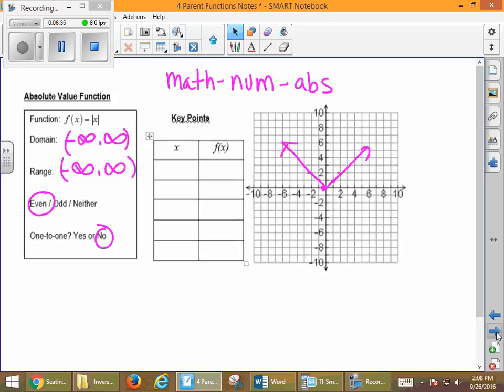Again, on the absolute value function, to type it into your calculator, you use the math button. So your y equals, then you go to math, and then num, you have to arrow over to number, and then it's the first function on there, abs. Our domain is all reals, and our range is all reals. And then it is an even function. It's symmetric with respect to the y-axis, and it's not 1 to 1.